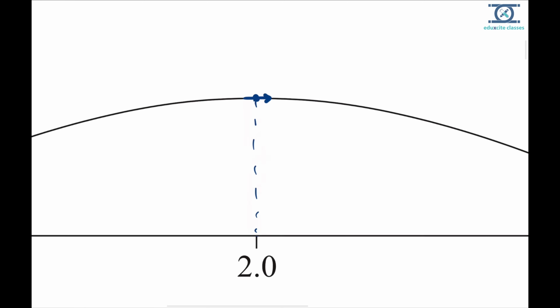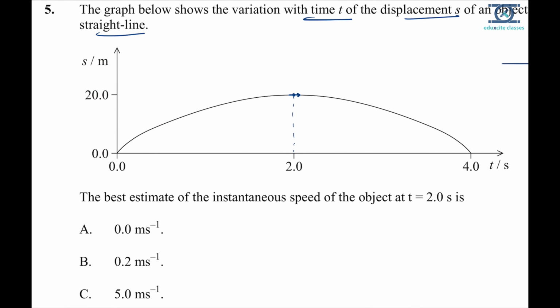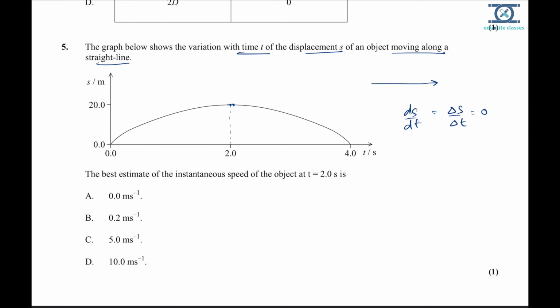So I can say here one thing, that this is the speed which is 0, or you can say at this position the direction is changing, because once the displacement is increasing and then the displacement is decreasing, it means the direction is changing, and whenever there is a change in the direction at that particular instant, the speed will always be 0.